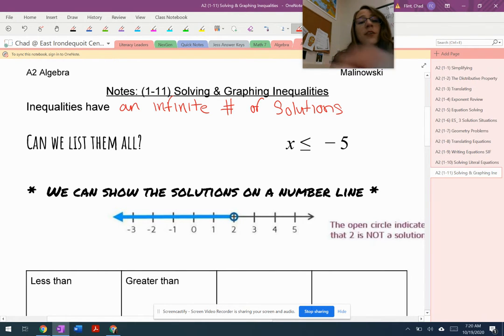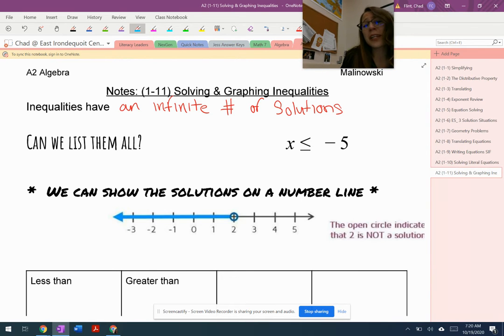Which means that when they're asking us this question down here, can we list them all? Can we count to infinity? Can we write all the numbers between 1 and infinity? And the answer to that is no. We can't list out an infinite number of numbers. We can't count to infinity. So can we list them all? No, we cannot.